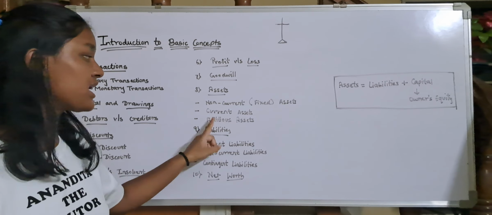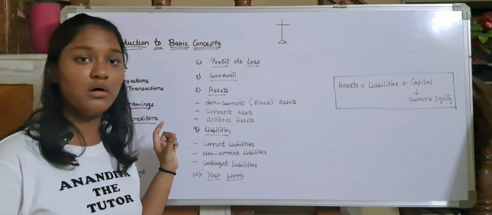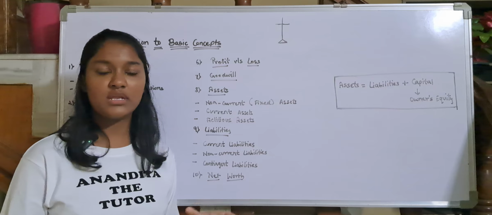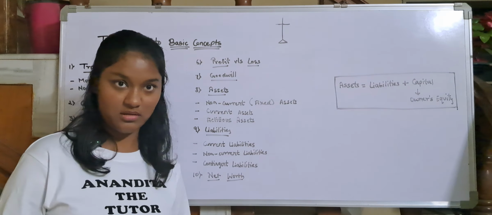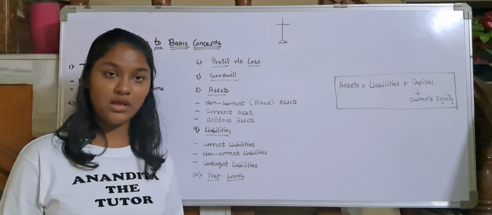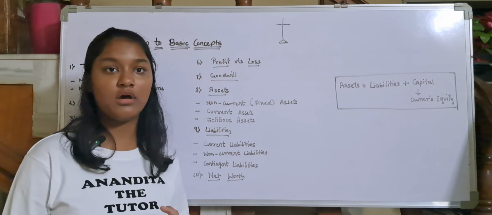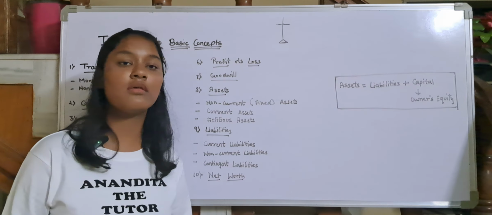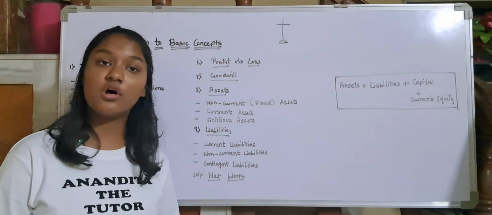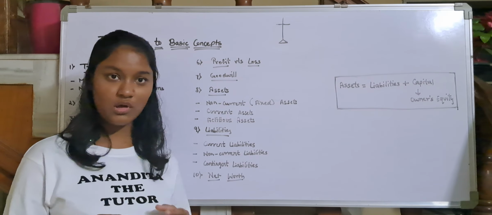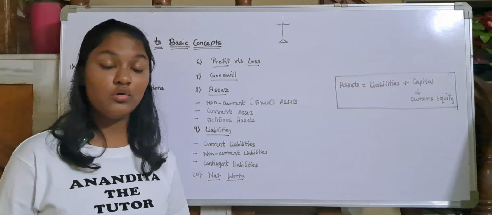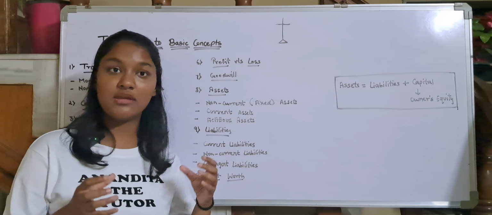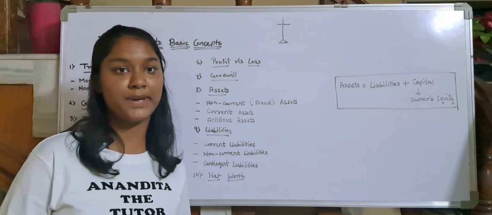Okay, fictitious assets. Fictitious meaning false. These are not actually assets, but they are assumed to be assets. For example, preliminary assets or preliminary expenses. These are also known as incorporating expenses. So you want to start a company, okay? I am not saying business, I am saying company.